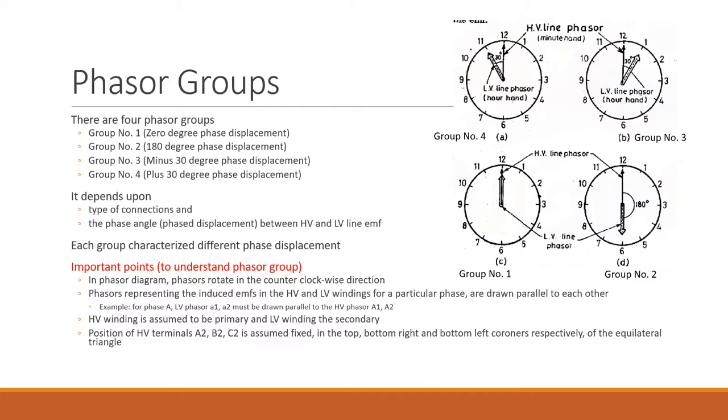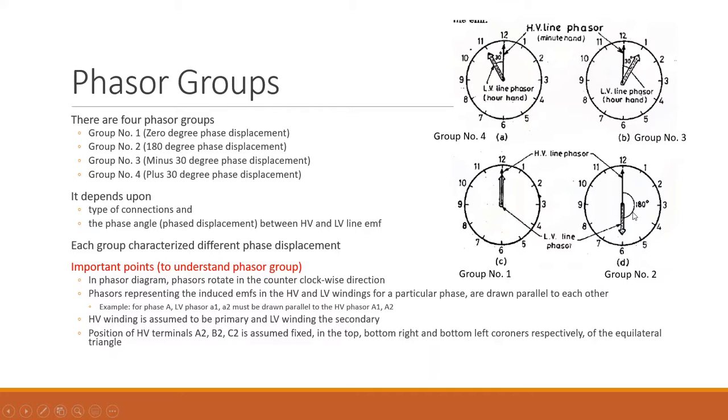On a similar basis, group number 2, you can get it as 180 degree phase displacement. This is your group number 2. So your minute hand and your hour hand, or you can say HV line phasor and LV line phasor, they will be at 180 degrees. So you could see it is 180 degrees there.